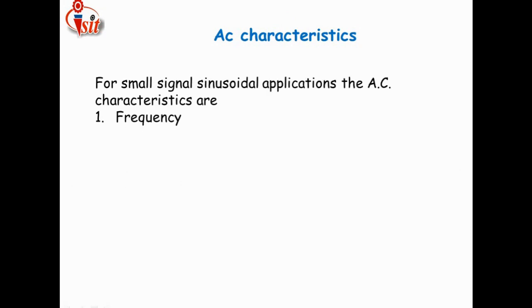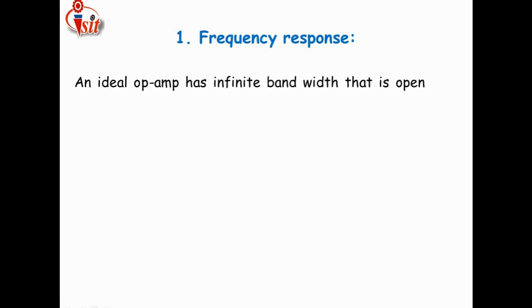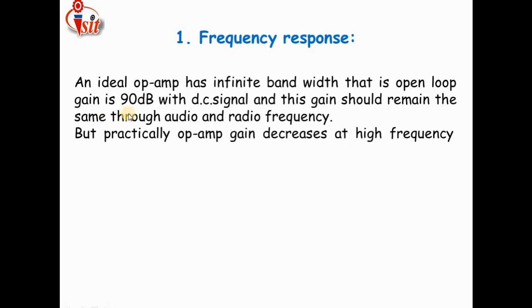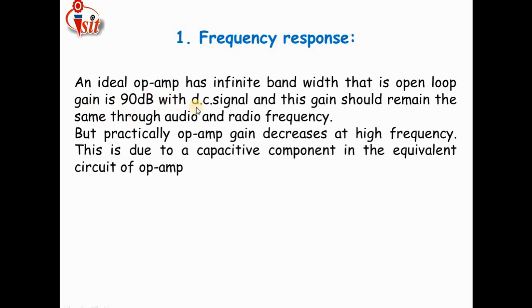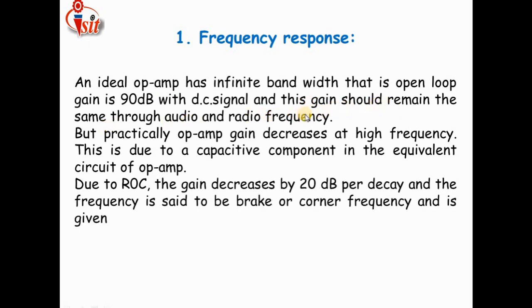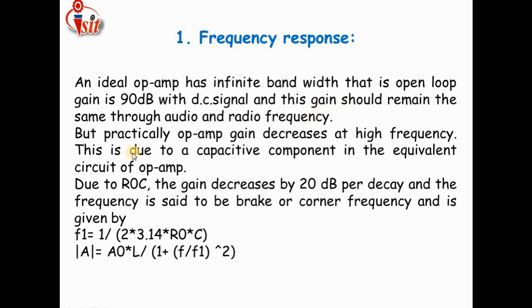Then next is the AC characteristics. For small signal sinusoidal applications, the AC characteristics are frequency response and slew rate. For frequency response, an ideal op-amp has an infinite bandwidth, that is, the open loop gain is 90 dB, as I told earlier with the DC signal, and this gain should remain the same through the audio and radio frequencies. That means there is no change related to audio as well as radio frequency. The frequency response is the same for both, but the practical op-amp gain decreases at high frequency. This is due to the capacitive component in the equivalent circuit of the op-amp.